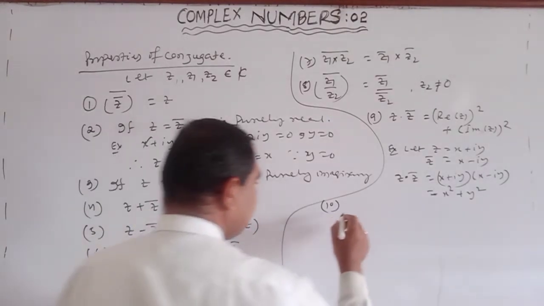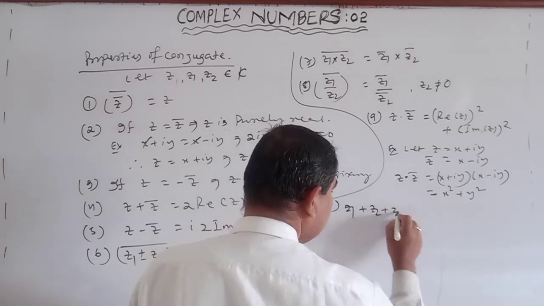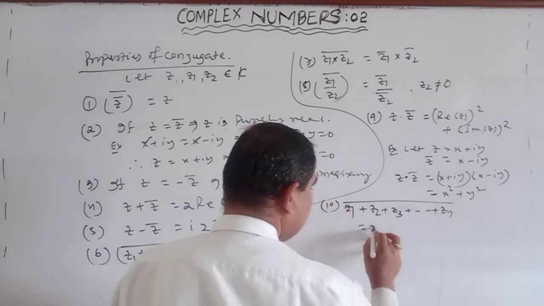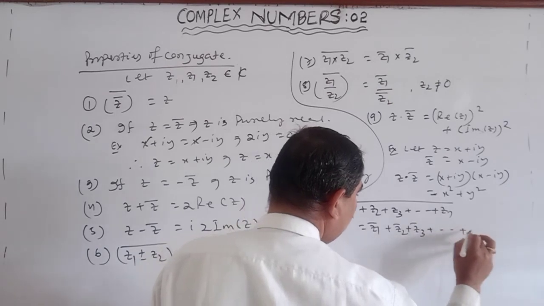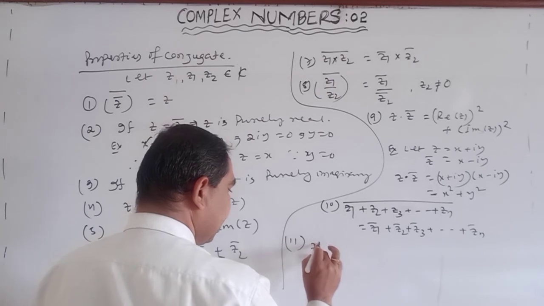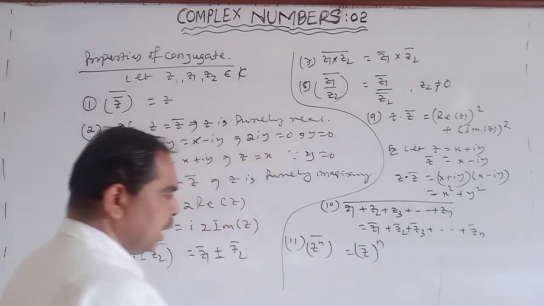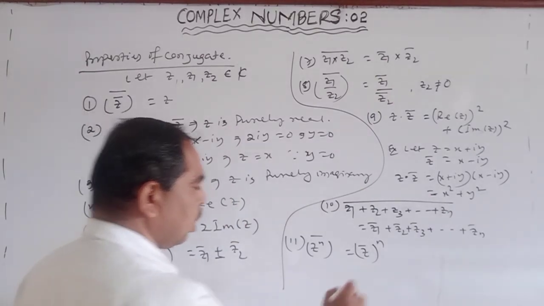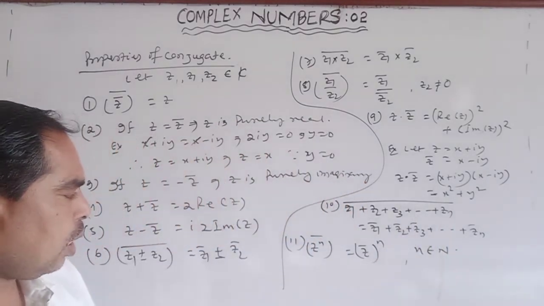Property 10: z1 plus z2 plus z3 plus up to zn whole bar is equal to z1 bar plus z2 bar plus z3 bar up to plus zn bar. Property 11: z to the power n whole bar is equal to z bar whole to the power n, where n belongs to natural numbers.